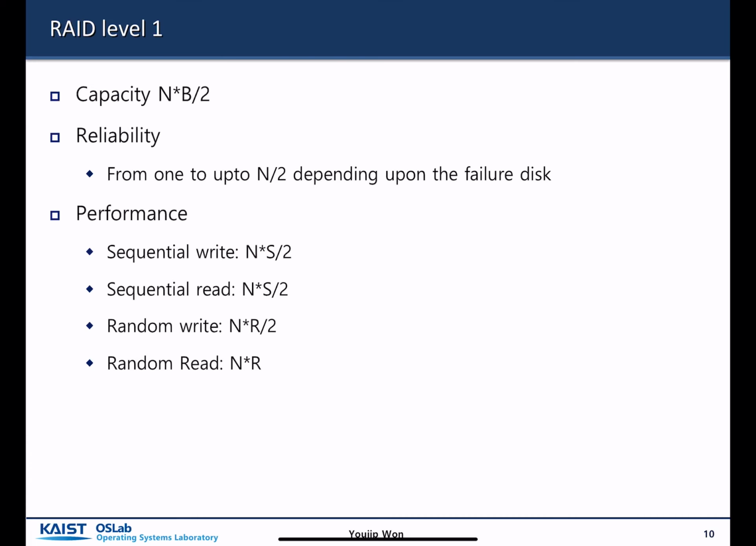If you're lucky and half of the disks fail, then RAID 1 still survives. That's for sure. And for RAID level 1, for sequential write, you can write only to half of the disks. So the sequential write bandwidth corresponds to n times s divided by 2. Sequential read is the same, because you can read sequentially from a large number of disks, but still you can read only from half of the disks.